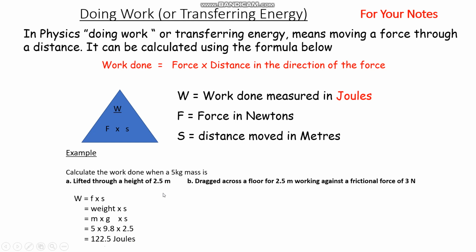joules. Now part B, this time we're dragging it across the floor, so we're not working against gravity, we're working against friction, so we don't calculate the weight. So this time the work done, force times distance, is the frictional force that we're having to overcome times the distance. Frictional force, we're told in the question, is 3, 2.5 is the distance that we've moved it, and we get an answer of 7.5 joules.